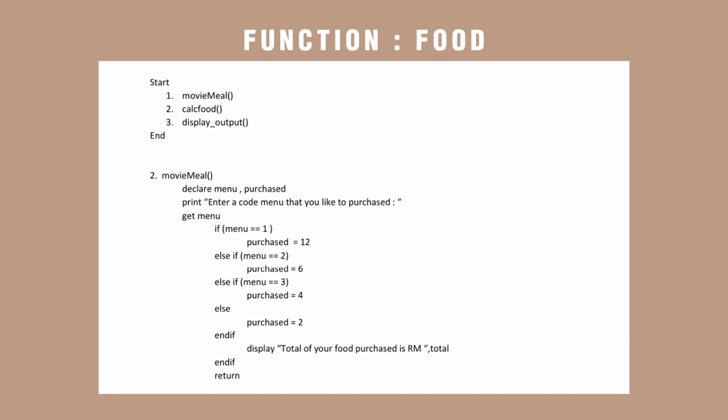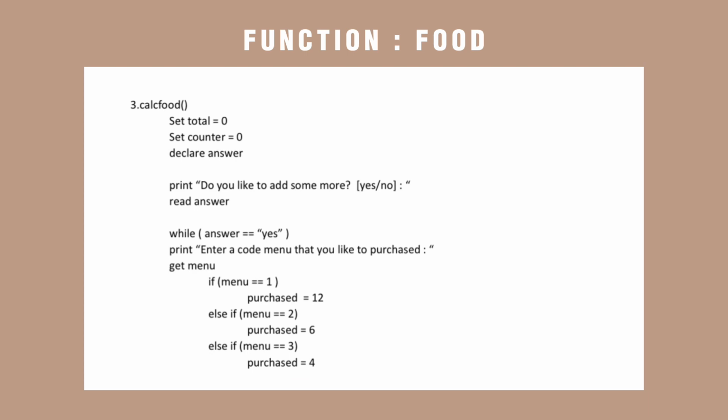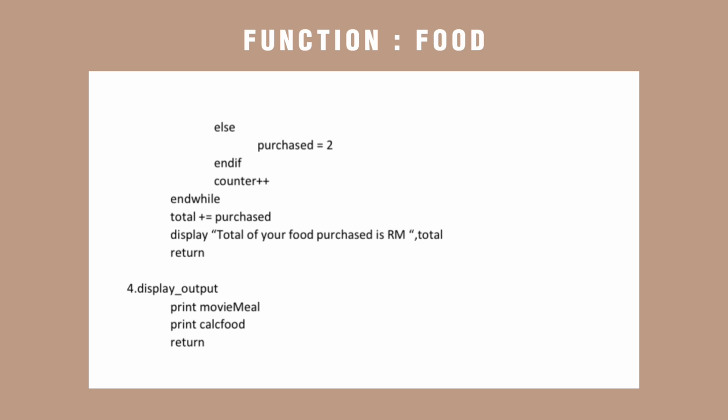Now return. For calculate food, we use a while loop inside of the function. Initialize first the total equal to 0, counter equal to 0. Print, do you like to add some more? If the answer is yes, it will repeat the list of the menu and the user can enter the menu code again. Last, with the total plus equal to purchase. Display total of your food purchase is RM, the total. Return. Display output, print movie meal, print calculate food and return.